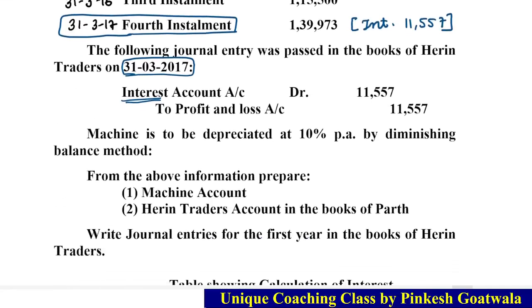Let's see another information. After that they told that the machine is to be depreciated at 10% per year by diminishing balance method. એટલે કે ઘટતી જતી બાકીએ 10% depreciation calculate થાય છે. From the above information prepare machine account and Heron Traders account in the books of Parth and write journal entry for the first year in the books of Heron. The same point: buyer ના books માં seller and machine નો account અને seller ના books માં journal પૂછેલી છે. So let's prepare our table. Complete the table of calculation of interest.